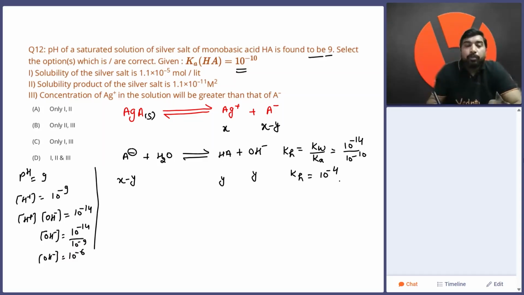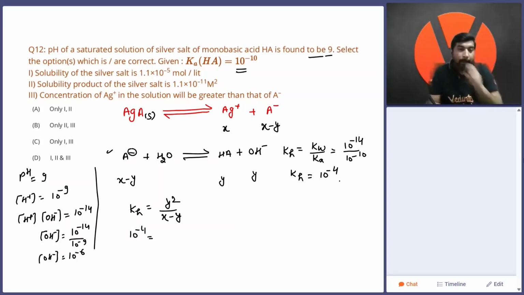Now from this equation we know that Kh is equal to y square upon x minus y. We know the value of Kh. The value of Kh is equal to 10 raised to the power minus 4.